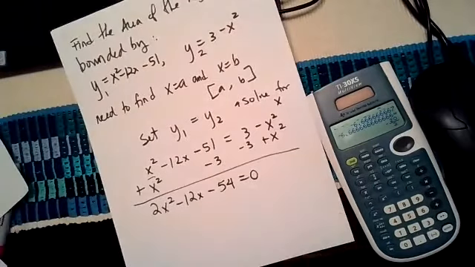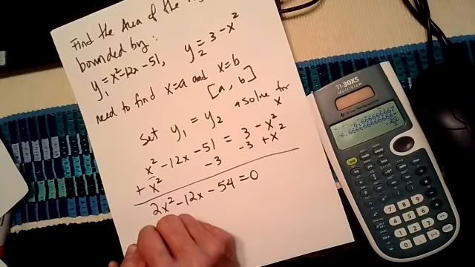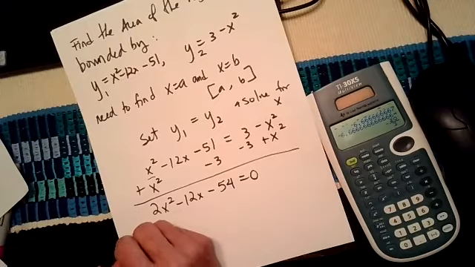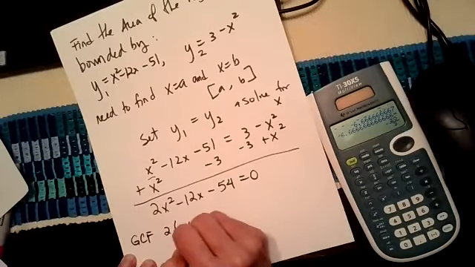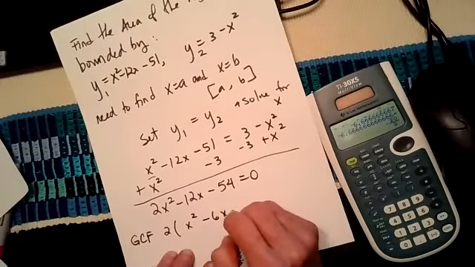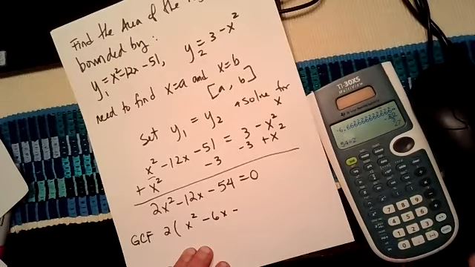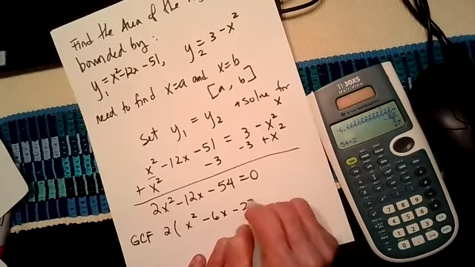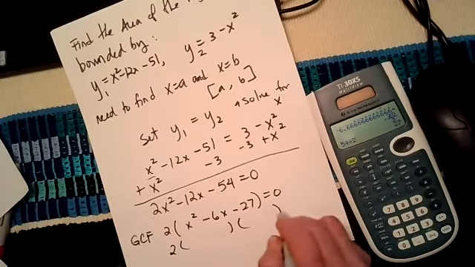One thing that would be great is if the coefficient of x squared was 1, it makes it a lot easier, and I see a 2 will come out of everything. So let's take out 2 as the greatest common factor. And what's left over, divide everything by 2. 54 divided by 2, 27. All right, that makes it a lot easier. And then we're going to factor.